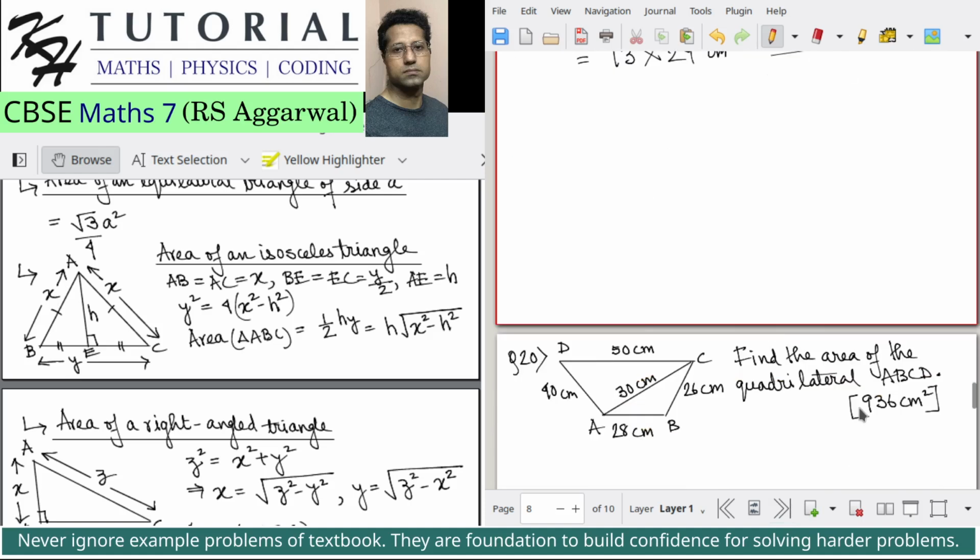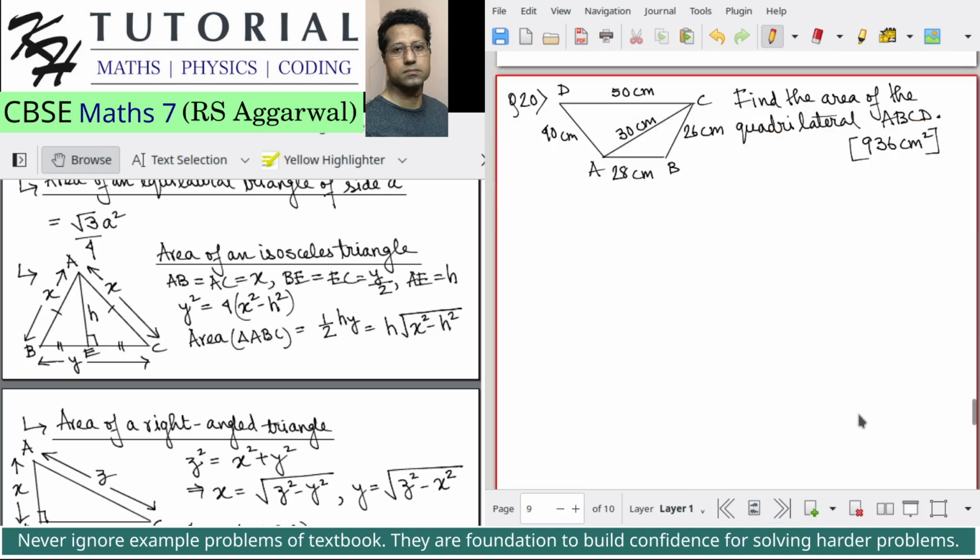Okay, let's do the next problem. Question number 20. A figure is given. Find the area of the quadrilateral ABCD. As you can see, the length of all the sides of the quadrilateral ABCD is given, and also the length of diagonal AC is given. But we do not know the height.